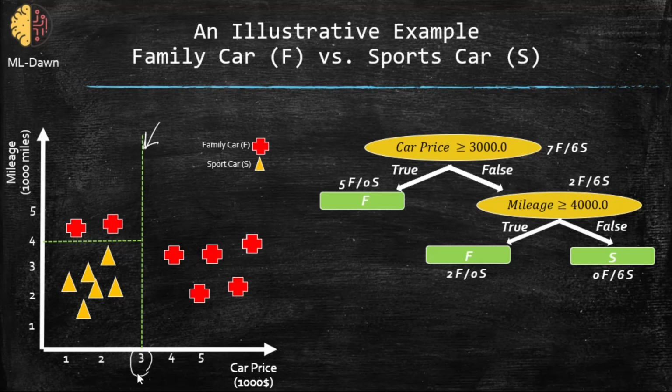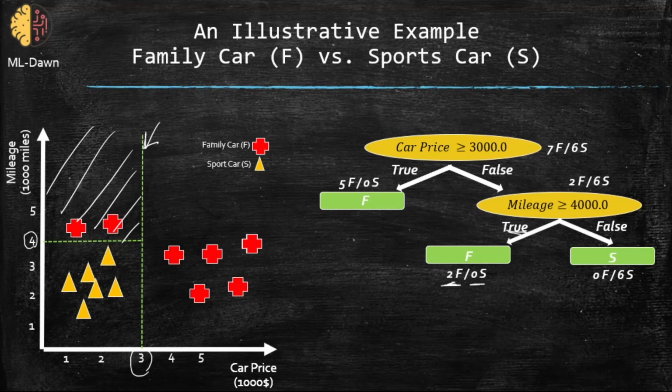In case that's false, then we fall on the left-hand side of this line, and in that case we resort to using mileage. Now we're saying, if it's larger than 4,000, which is this case, true, we end up with family cars, because that represents this subspace over here. That is when we end up with a leaf node. We have 2 family cars and 0 sport cars, and the other routes work the same way.